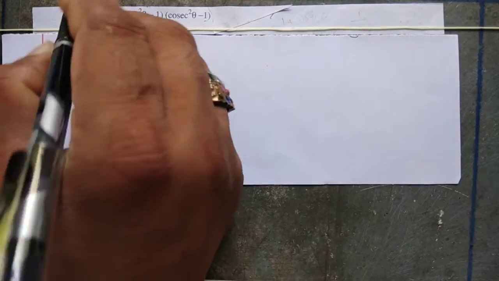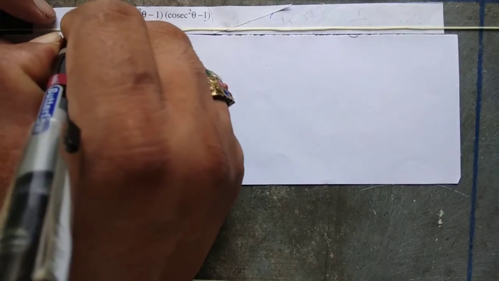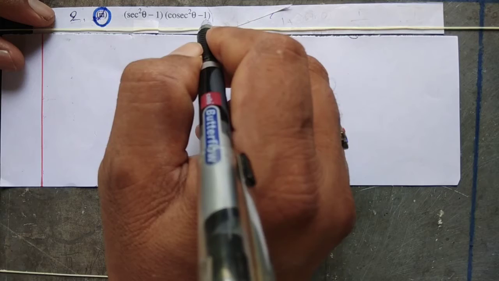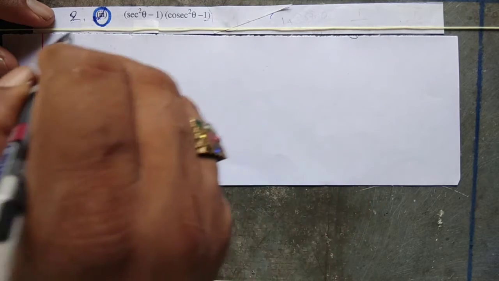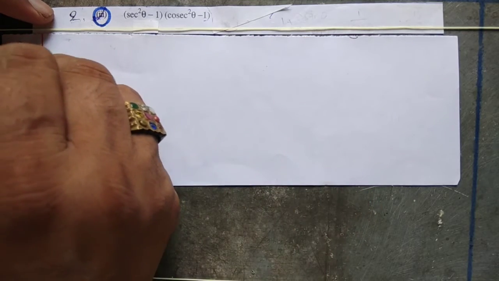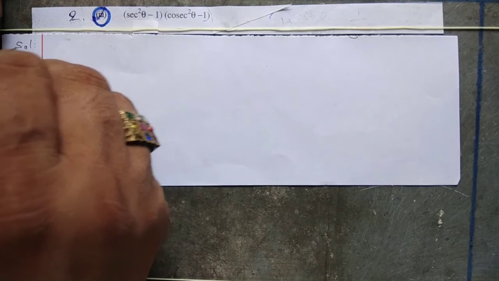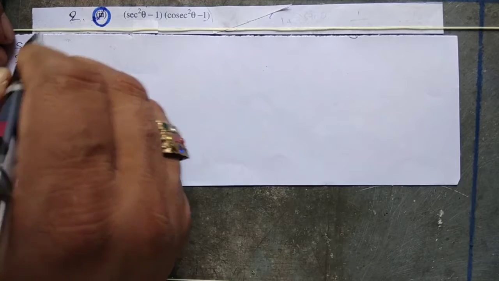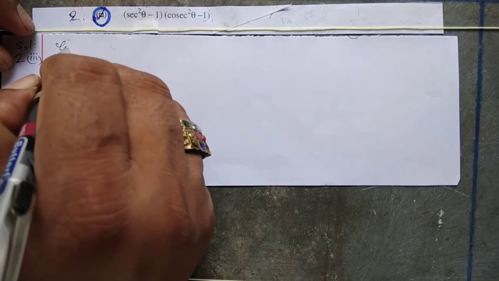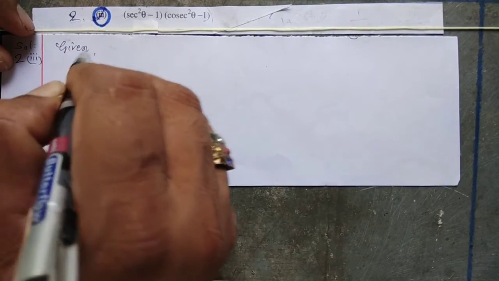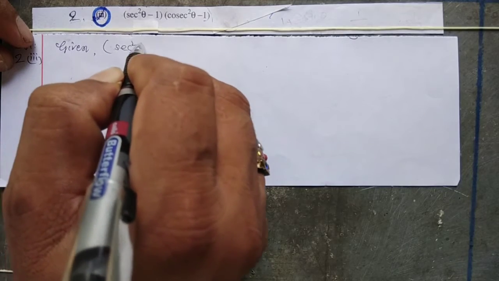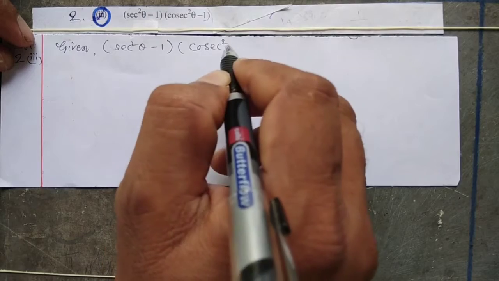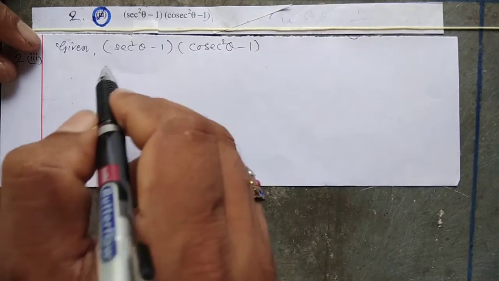Second bit, third problem, (sec square theta minus 1) into (cosec square theta minus 1). Solution for second bit, third problem, given (sec square theta minus 1) into (cosec square theta minus 1).